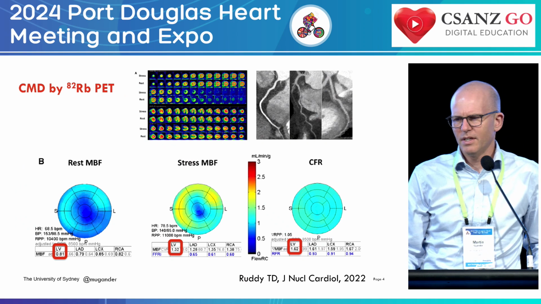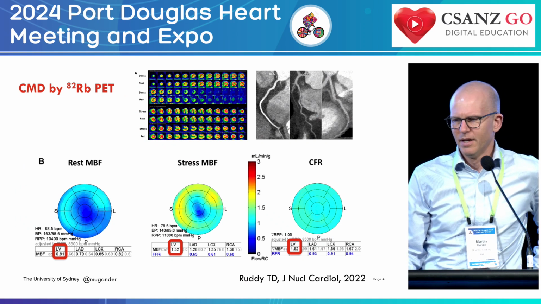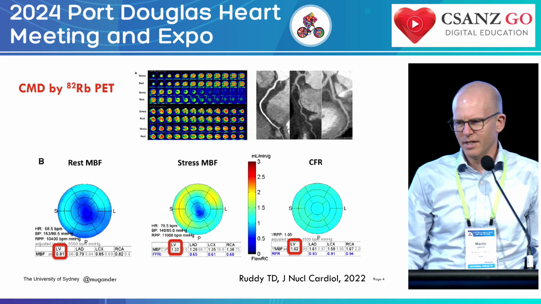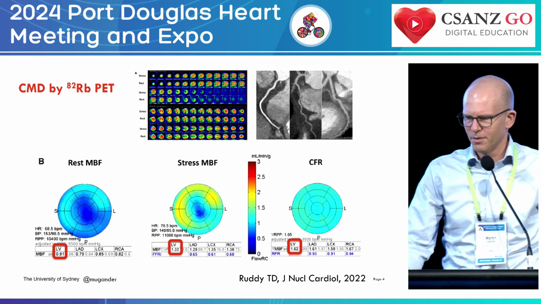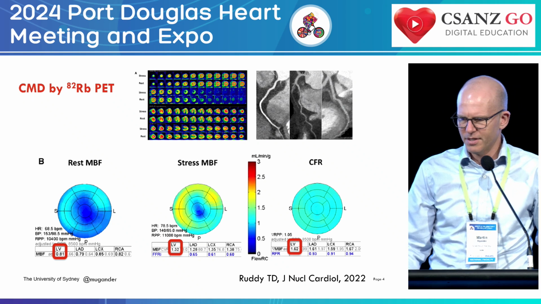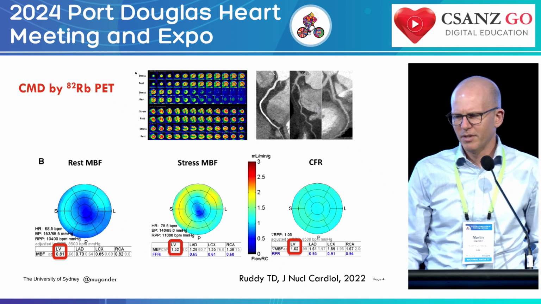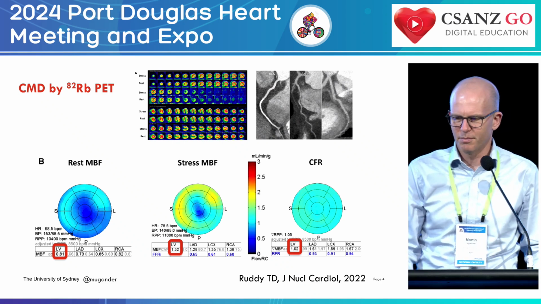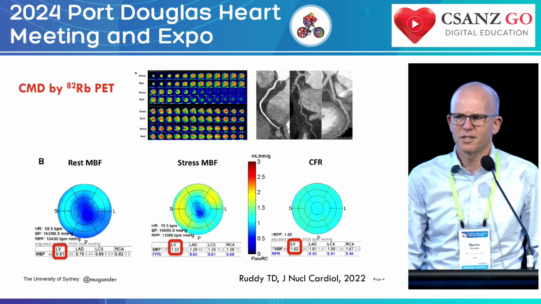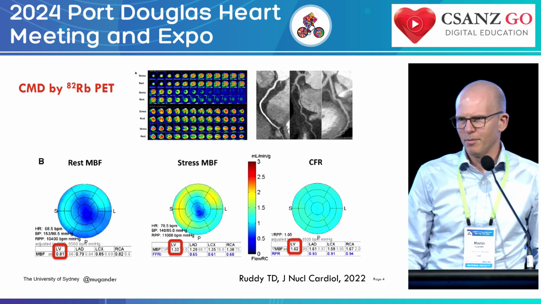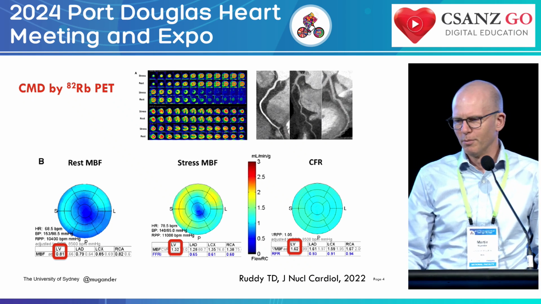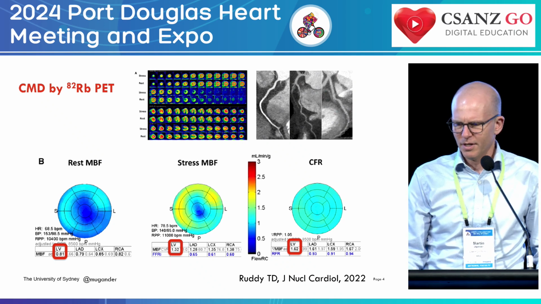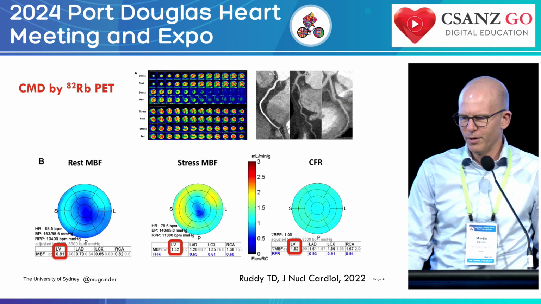So what can we see? Here's using rubidium PET. The top row shows in the middle the stress and rest PET images, and on the top right, the CT showing no obstructive coronary disease. In the bottom left, we see a bullseye plot showing the rest myocardial blood flow, and in the middle, stress myocardial blood flow. And this, in both cases, is measured in milliliters per minute per gram on that color scale that we see. So we go from a blue, where the average LV value is 0.8 mL per minute per gram, to the yellowish, where it goes up to 1.3 mL per minute per gram.